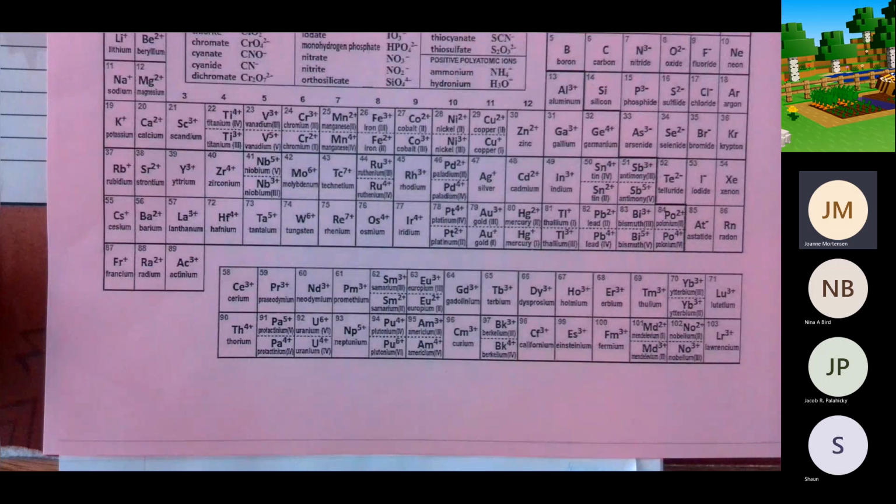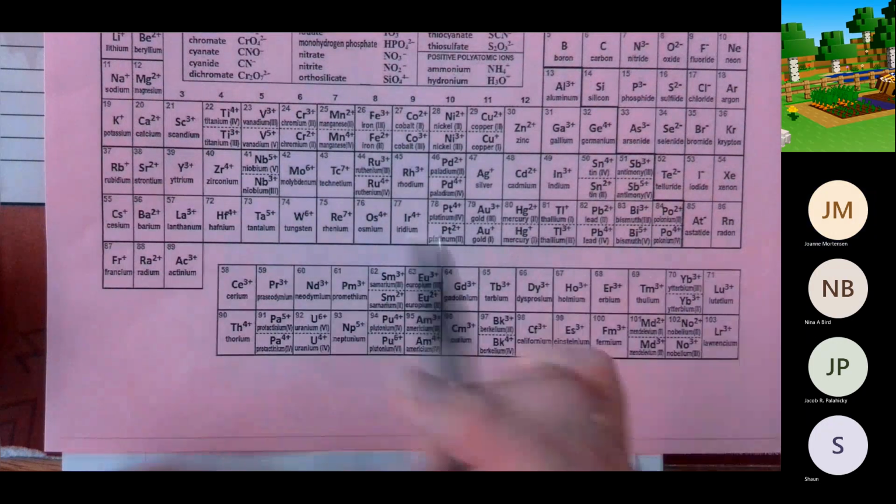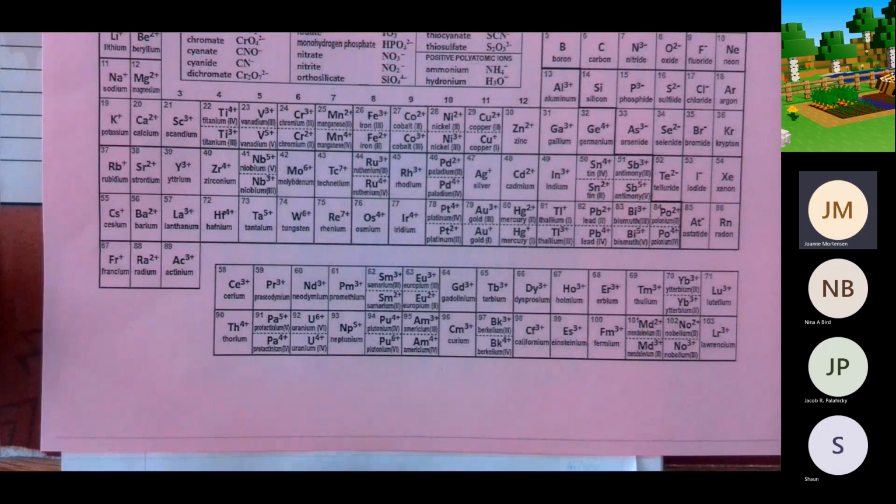Basically, this pink sheet is a beautiful thing because if it's got the little number after the name, put it on. If it doesn't, then you don't need it. So this ion chart is going to make your life easier.